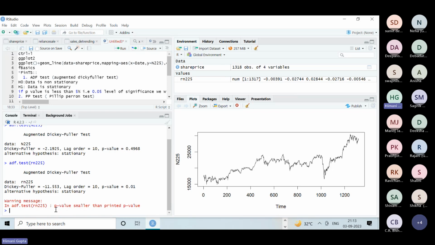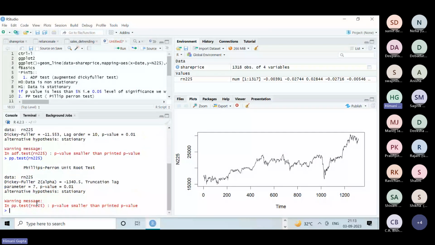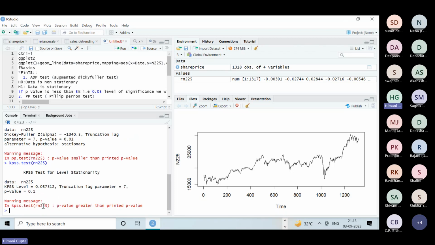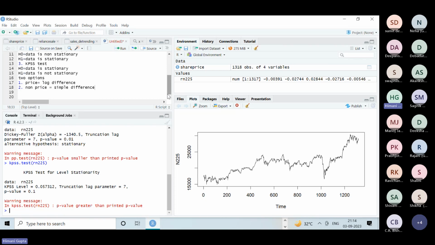Okay, now one thing you are able to know is that my data is stationary. Now I can do it with pp.test also. pp.test rn225. You can see over here also your p-value is less than 0.01. So this variable rn225 is a stationary variable. Let's check it with kpss also. kpss.test and your rn225. Now you can see that the p-value is 1, which is more than 0.05. And if you look at the H0 of KPSS, it says the data is stationary, and for H0 the p-value should be more than 0.05. So in all three cases, the tests are saying that my data is stationary.